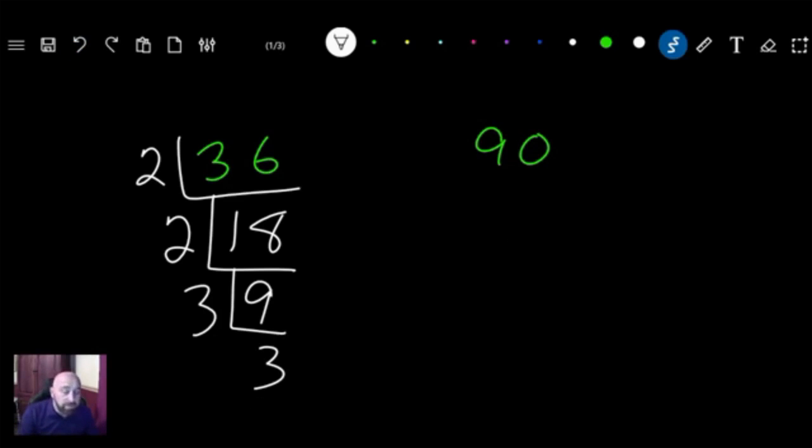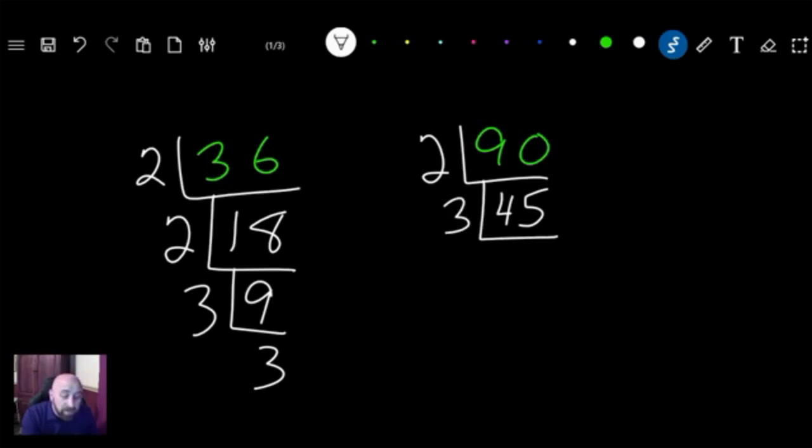So you want to prime factor 36. Then we want to jump over here and prime factor 90. Again, always start with the number 2. 2 goes into 90 45 times. Now you would try 2 again here. 2 does not work, but 3 does. 3 goes into 45 15 times.